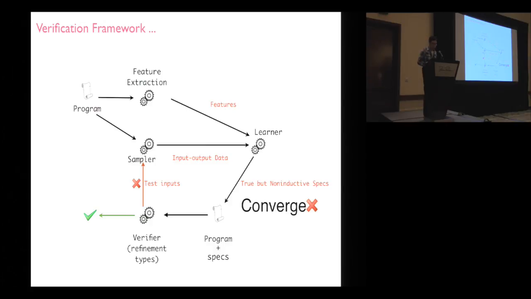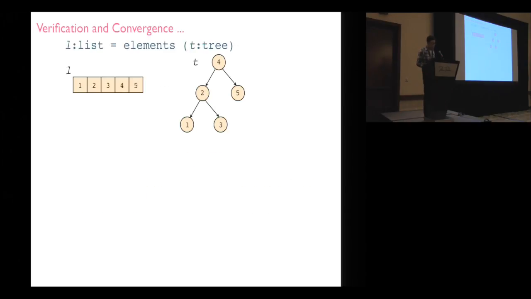This loop will not converge when the learning algorithm synthesizes not an inductive invariant, but a non-inductive invariant. A non-inductive invariant cannot be verified by the verifier, even though it is a true invariant. So in this case, this testing, learning, and verification loop will get stuck.